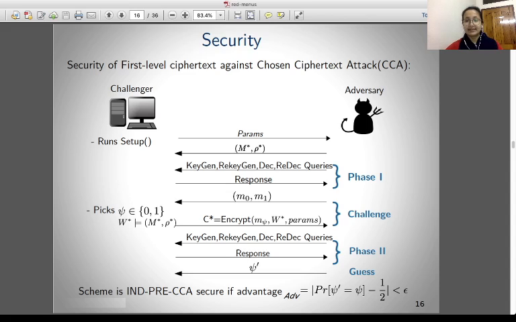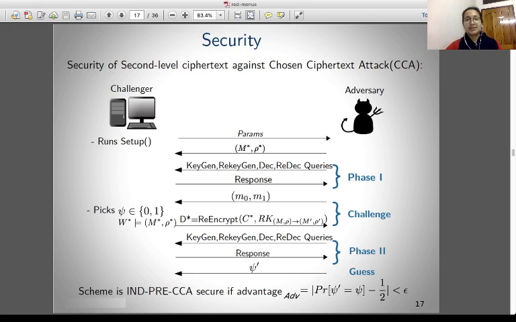Now the adversary enters the second training phase, that is phase 2, where it can similarly query the key generation, re-key generation, decryption and re-decryption algorithms, and the challenger responds accordingly. There are various constraints which are placed on the adversary in this phase depending on the security level of the game. And finally, the adversary is going to give out its guess psi dash. So the adversary is said to win the game if it can correctly guess the message bit which was used to generate the first level ciphertext, and the scheme is said to be NPRE CCA secure if the advantage of the adversary is negligible.